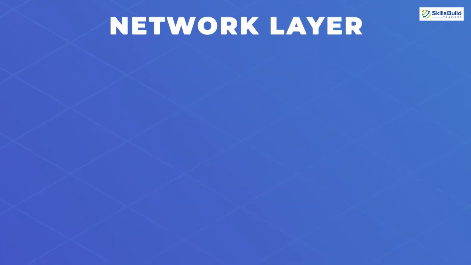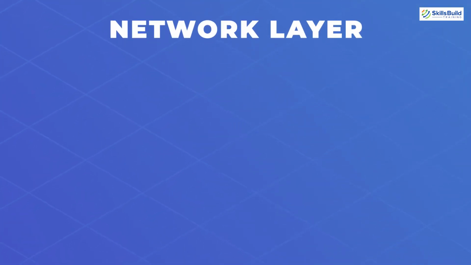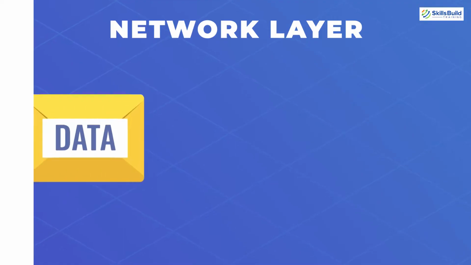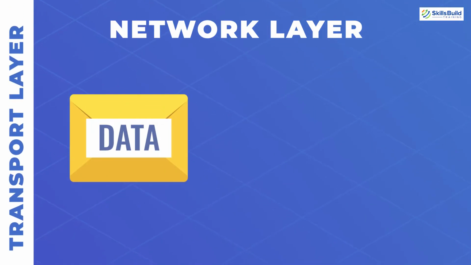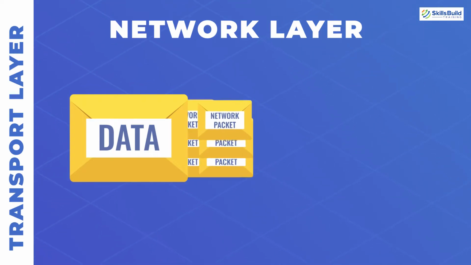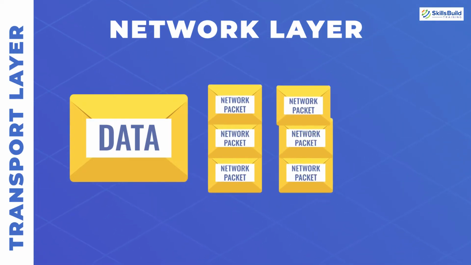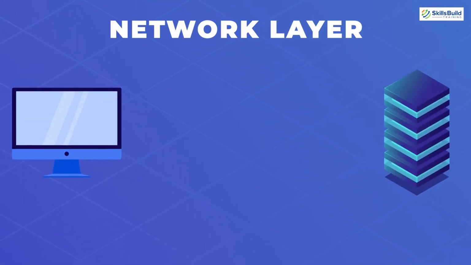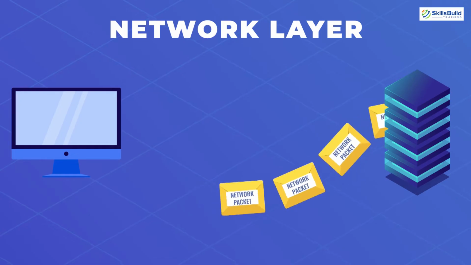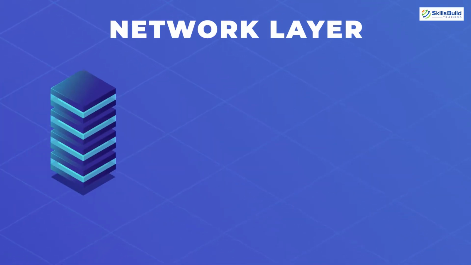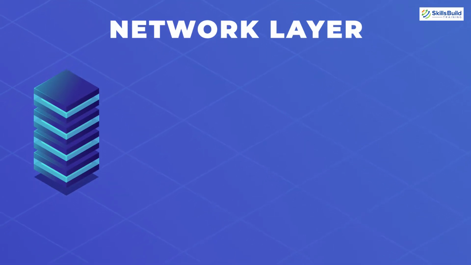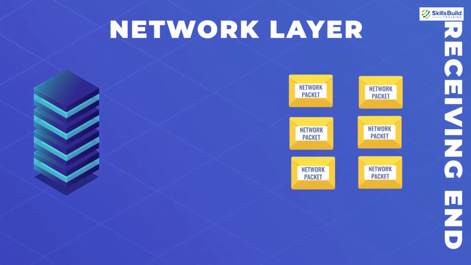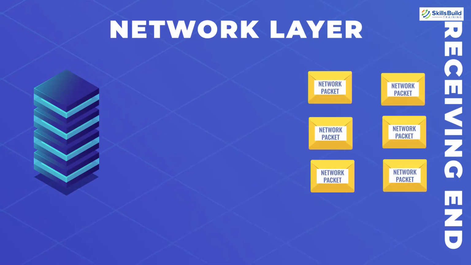The next layer is the network layer. Basically, it has two functions. The first one is to break the segments which we got from the transport layer into network packets. So it means we will divide the data into even smaller pieces. Basically, the data which travels in the network travels in the form of packets. The second function of the network layer is to reassemble those packets on the receiving end. The IP protocol works on this layer.